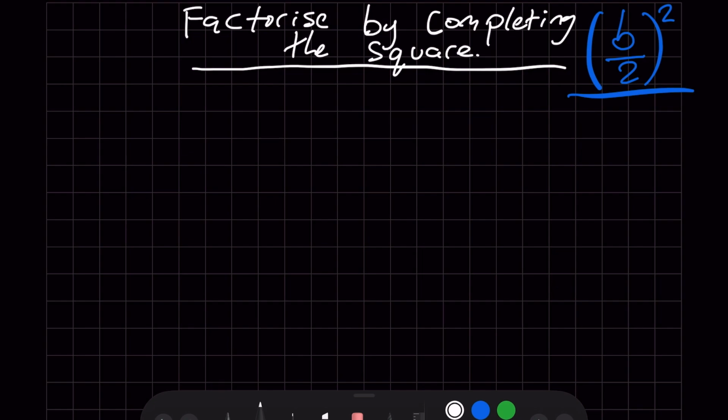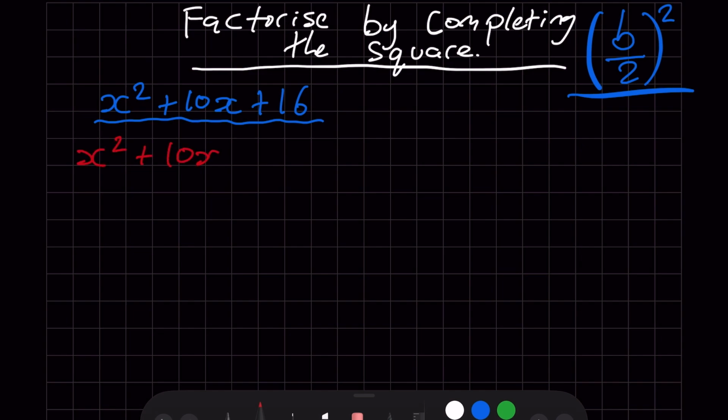This first question I'm going to do is x squared plus 10x plus 16. So that is my first question, and here is how we do it. The first thing that we want to do is we write out the first two parts of this question, but we want to add in our b over 2 squared. So we're going to add in this b over 2 squared.